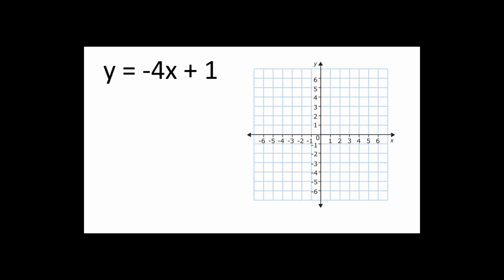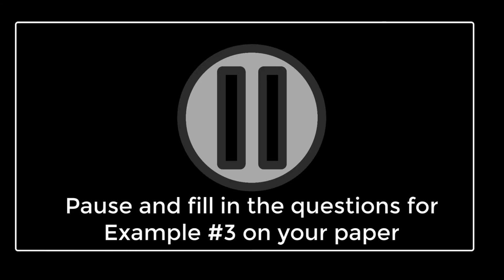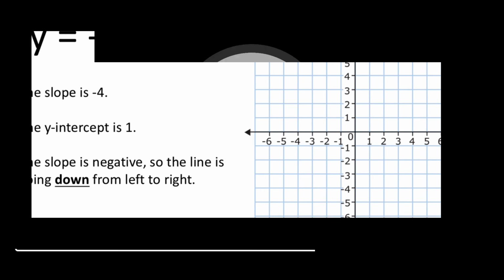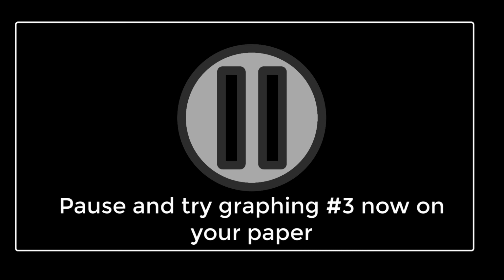In our third and final example, we need to graph the equation y equals -4x plus 1. Before you do any graphing, I want you to pause this video and fill in the questions for number 3 on your paper. For example number 3, you should have written that the slope is -4 or -4 over 1, that the y-intercept is 1, and that you notice that the slope is negative and that will bring the line downwards from left to right. I'd like you to try graphing number 3 now on your paper.